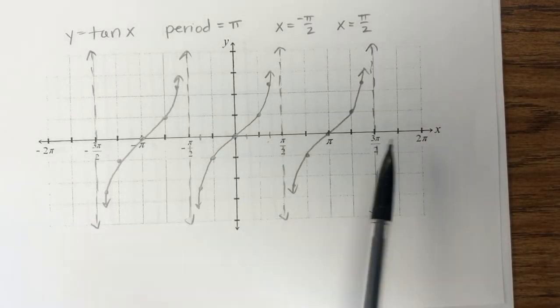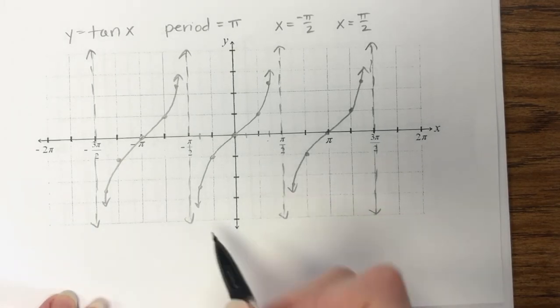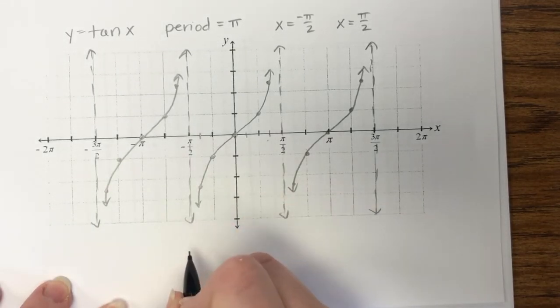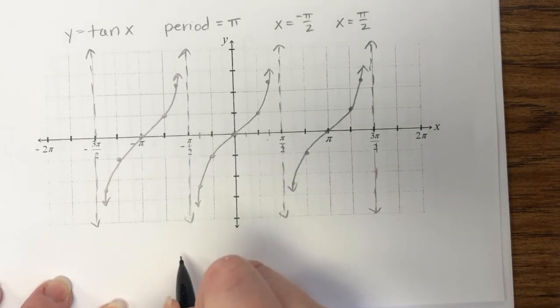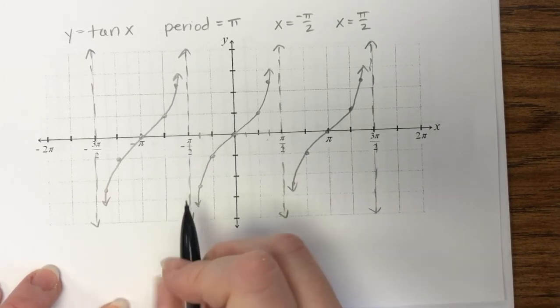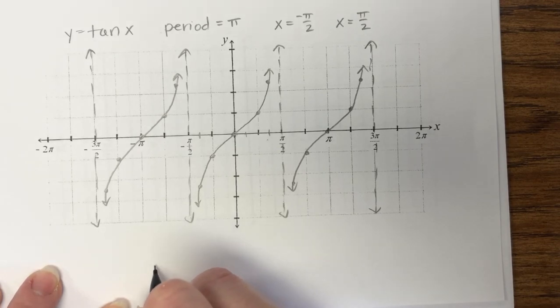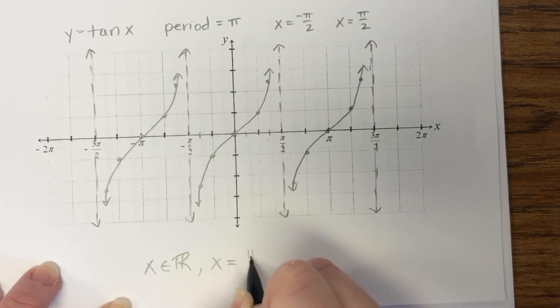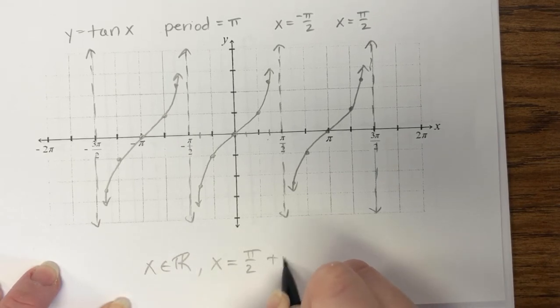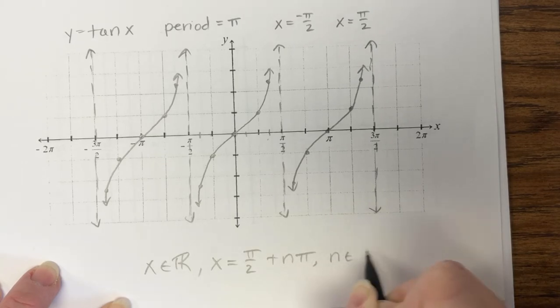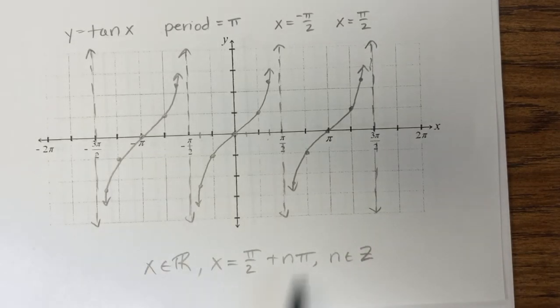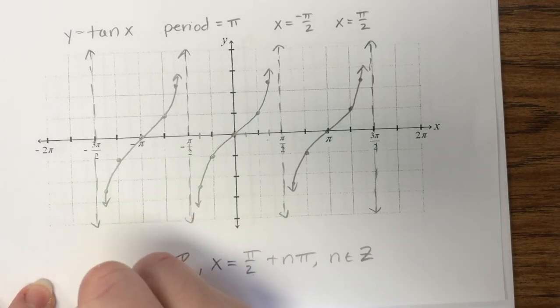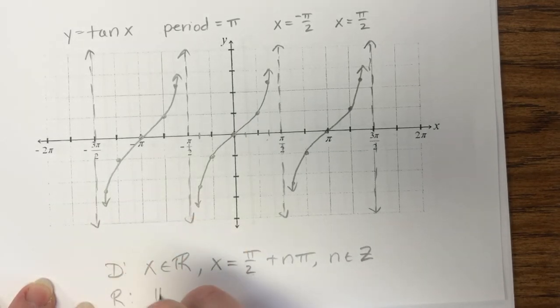Domain would be all real numbers except, and we would write it as, you can use words, you can write it with symbols, but writing it as I did in my example earlier on the handout, we would say x is all real numbers except x cannot equal pi halves plus n times pi, where n is an integer. And this will give you all of your places where your vertical asymptotes exist. And this would be your domain, and then your range is just all real numbers.